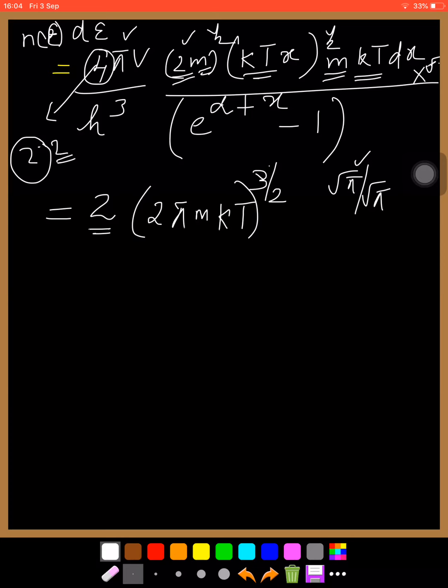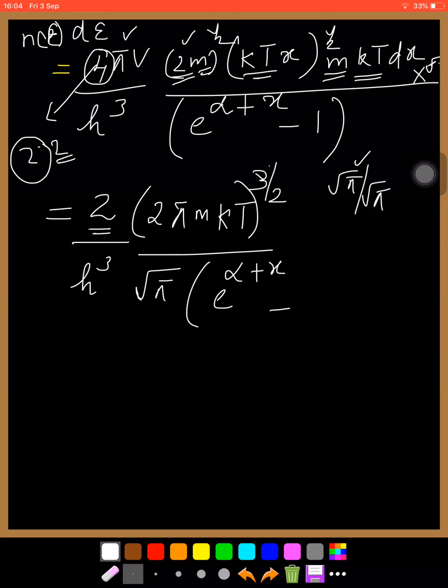And now it is 2 pi m kT raised to 3 by 2, 2 by h cube. Then here it is root pi, e raised to alpha plus x, minus 1, into x raised to half dx. And this is the equation 14 given in the text.